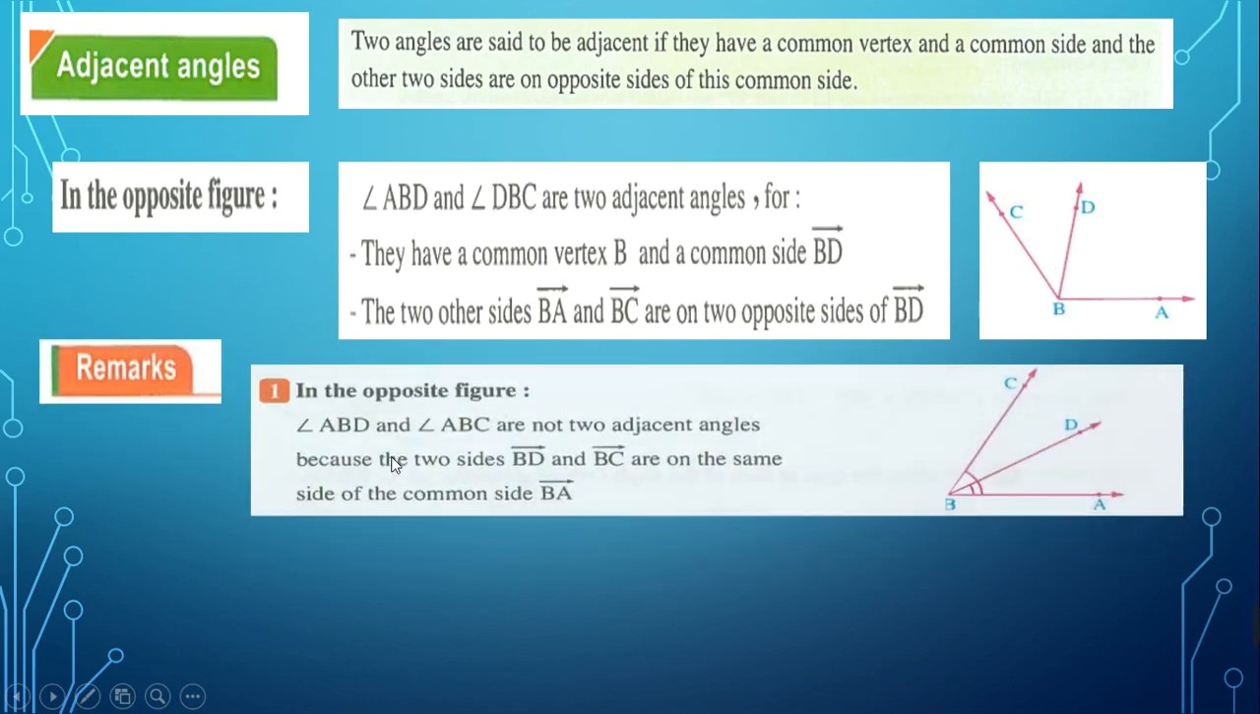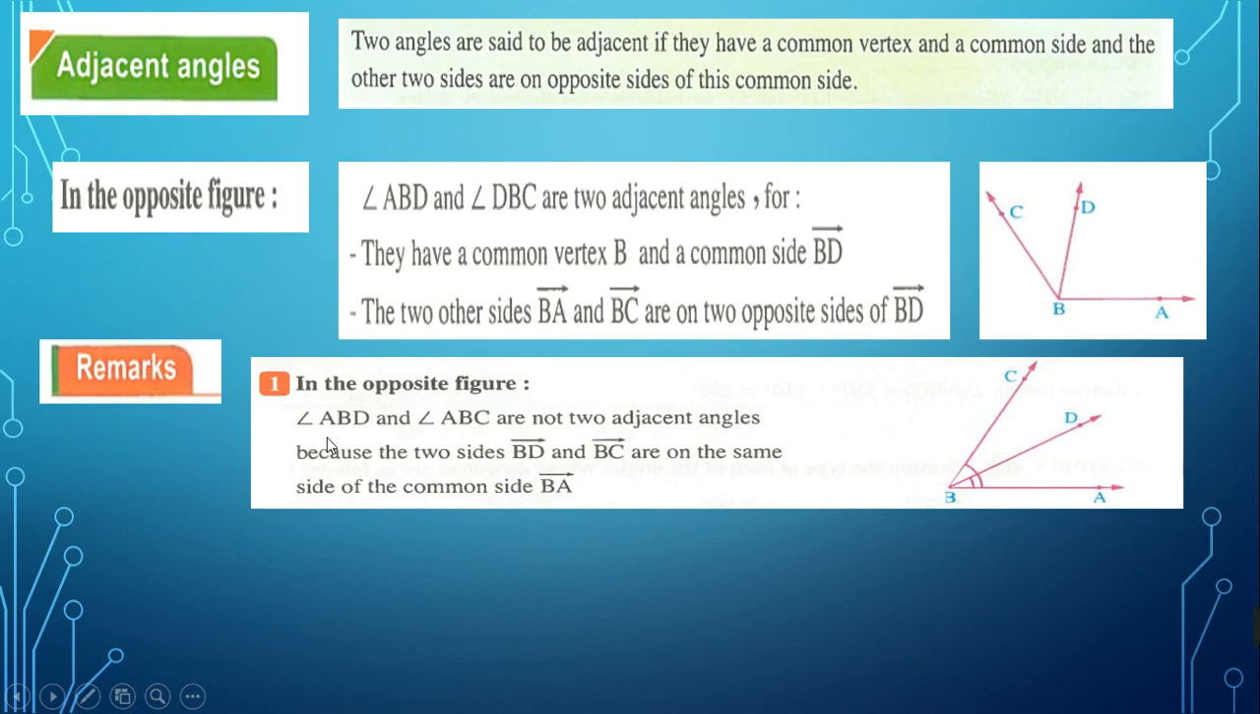Remark: in the opposite figure, ABD and ABC are not adjacent, because the two sides BD and BC are on the same side of the common side BA. الكومن BA بتاع الكبيرة اللي هي ABC و ABD الكبيرة والصغيرة not adjacent.